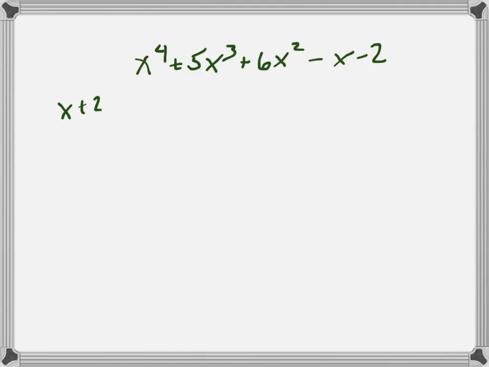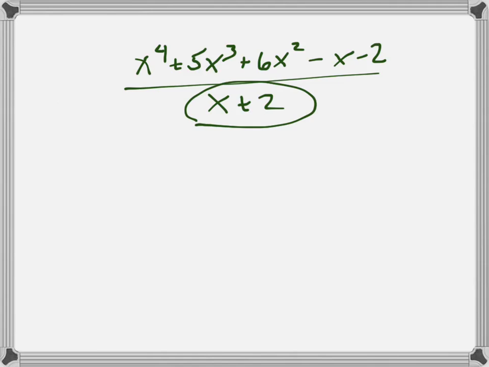Alright, so they want us to do a long division with this polynomial and this x plus 2. They want us to divide x plus 2 into that. One way you could write it is like that. Another way you can write it is with the x plus 2 on the outside like this. A couple different ways that you can write it.